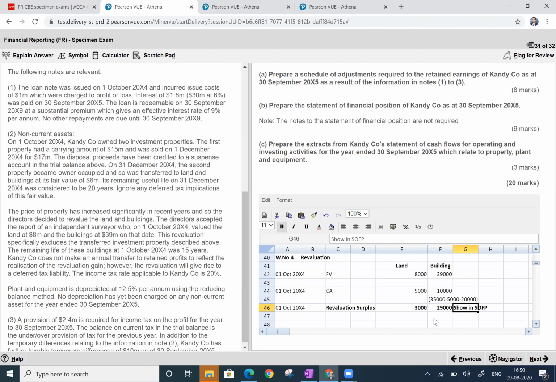Now, has this told you anything about deferred tax? Income tax rate applicable. Okay, what is the doubt?